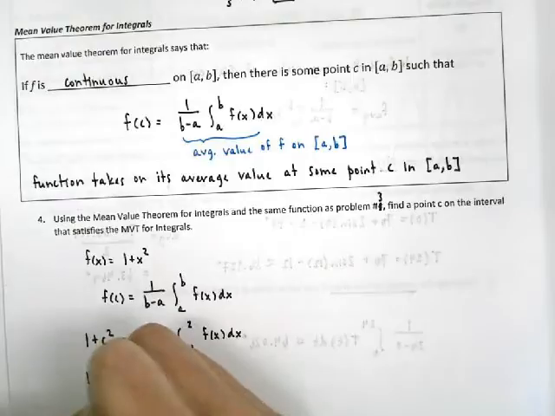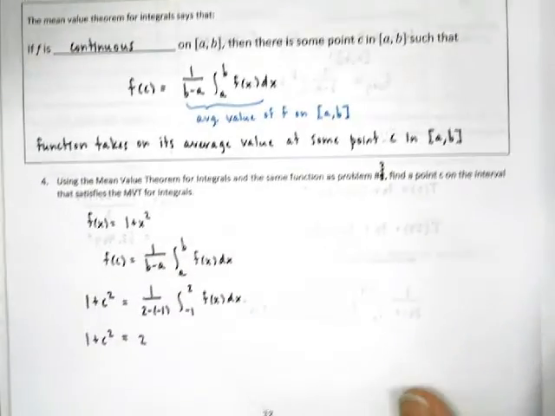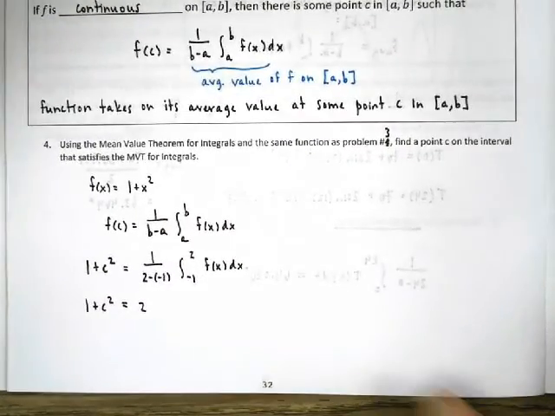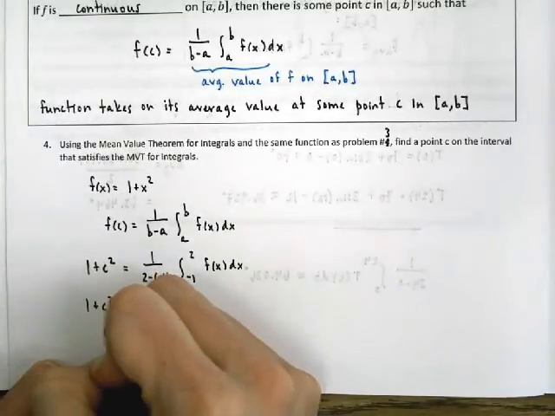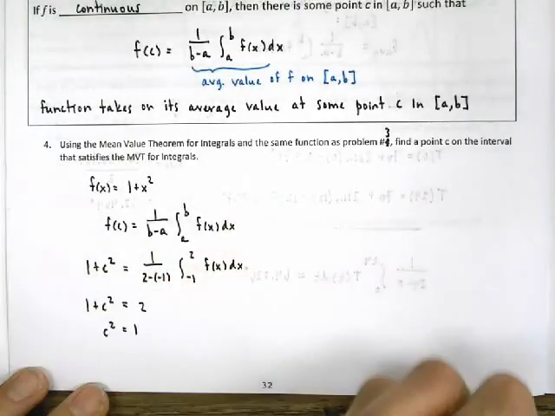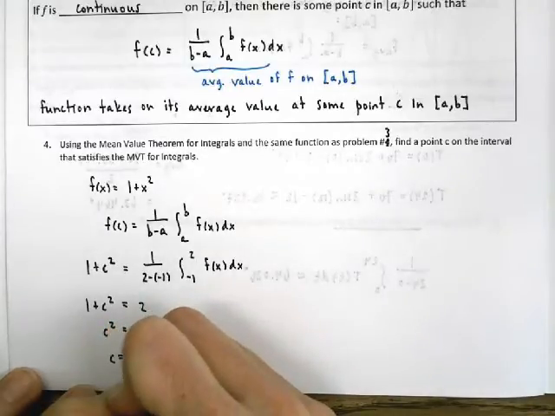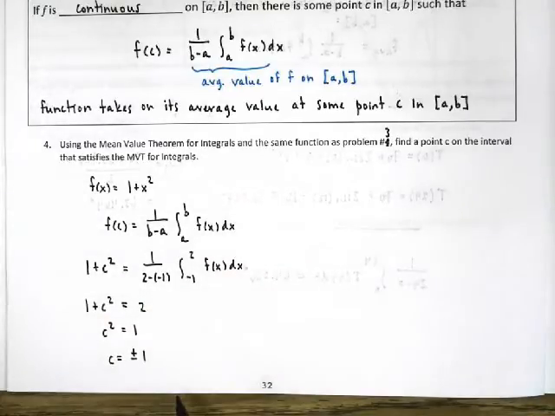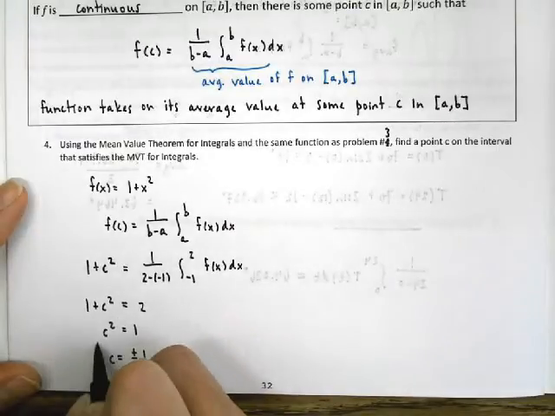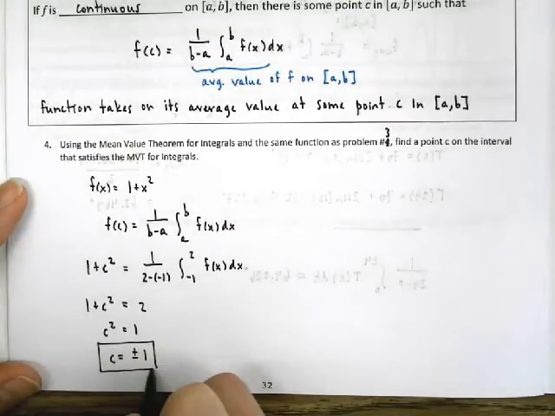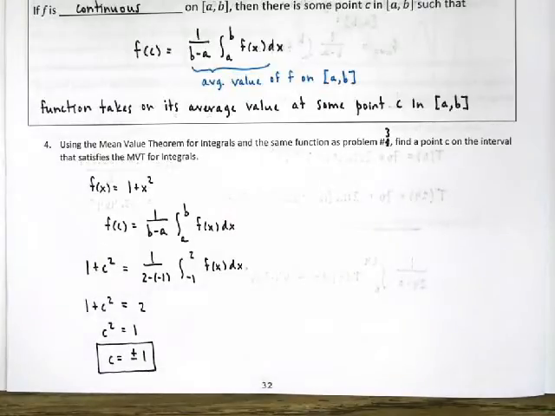So now we just have to solve our equation. 1 plus c squared is equal to 2. So I'm going to subtract 1. c squared is equal to 1. And so if I take the square root, I get c is equal to positive or negative 1. Now the only thing I want to do is check that both of those solutions are in the interval. Since our interval was from negative 1 to 2, both of those solutions apply.